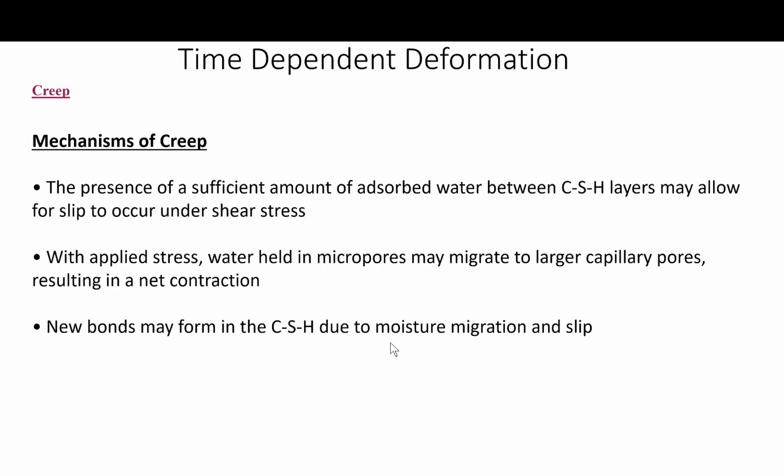So the presence of a sufficient amount of adsorbed water between the calcium silicate hydrate layers may allow for a slip to occur under the shear stress. Okay, so with applied stress, water held in the micropores may migrate to larger capillary pores, resulting in a net contraction. Also, new bonds may form in the calcium silicate hydrate due to the moisture migration and slip as well.